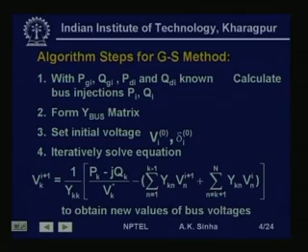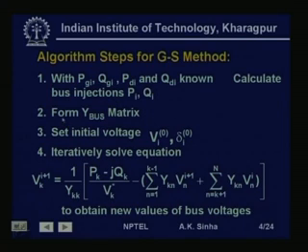As we discussed in the last lesson, the algorithm steps for the Gauss-Seidel method are: first, we need to find out the bus injections P I and Q I from the known values of generation, that is P G I, Q G I, and the loads P D I and Q D I at bus I. Once we know these quantities, we can calculate P I and Q I. P I will be P G I minus P D I, and Q I will be Q G I minus Q D I. So, we first need to calculate the bus injections.